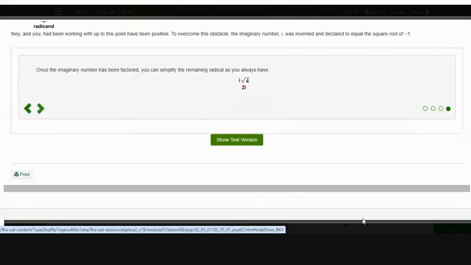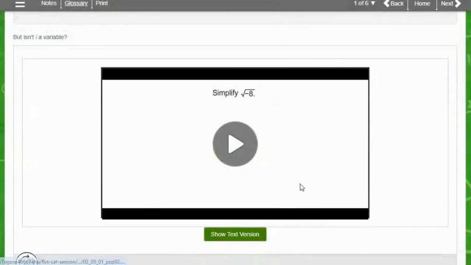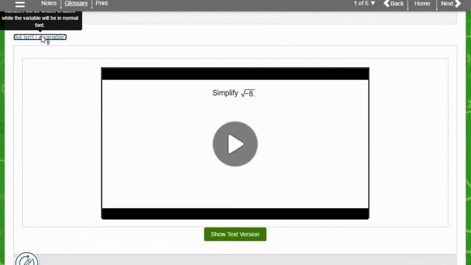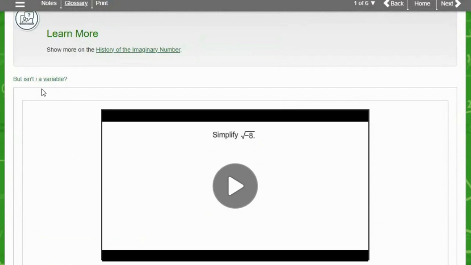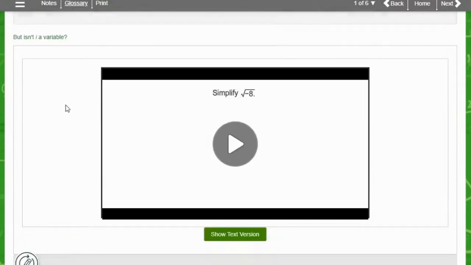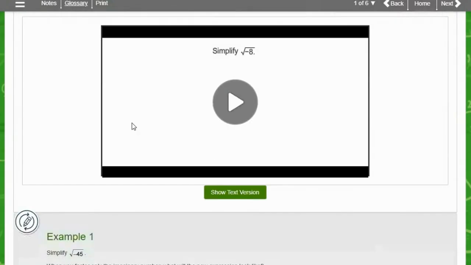So, all right. But isn't i a variable? Please note the distinction between the variable i and the imaginary i. For the purposes of this course, imaginary numbers will be written in italics. All right, so we make that an italic i, where if you're using i as a variable, it'll be in the normal font. But we rarely, if ever, use i as a variable because we don't want it confused with the square root of negative 1, the other i.